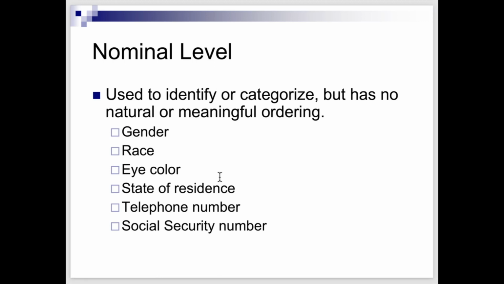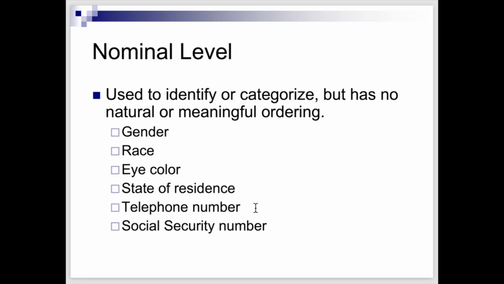We could talk about state of residence. We could certainly categorize people by state of residence, but again, there's no natural ordering there. Telephone number, all right, we probably all have cell phones at this point. We may not have landlines, but we all have a telephone number, more than likely, and those telephone numbers are used to identify us, but there's no natural ordering. For example, it wouldn't make sense for me to say my phone number is bigger than yours, or my phone number is better than yours, or vice versa. That would be nonsensical. There's no natural ordering.